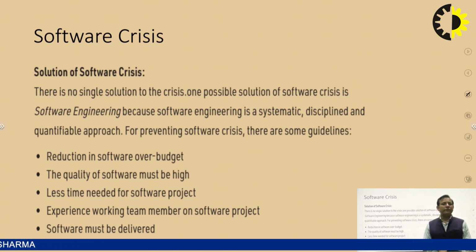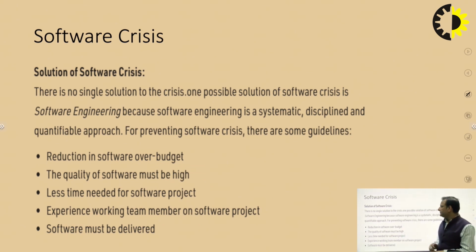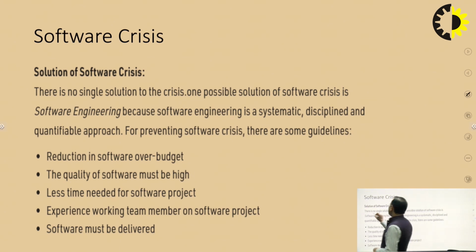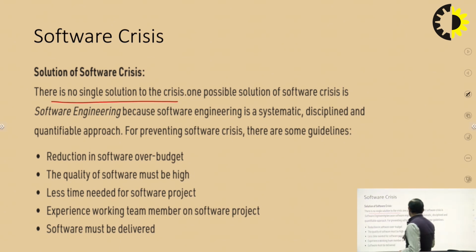Solution of software crisis क्या है? There is no single solution to the crisis. The possible solution of software crisis is engineering, because engineering is a systematic, disciplined and quantifiable approach. For preventing the crisis, there are some guidelines.